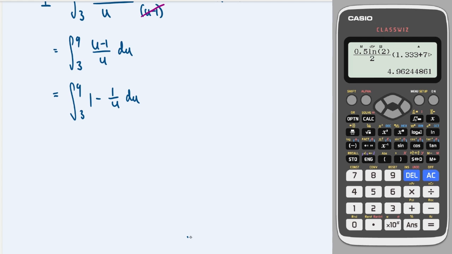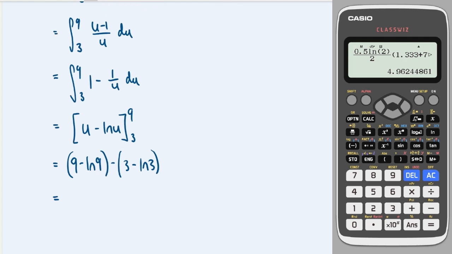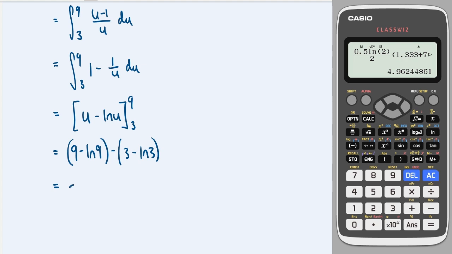And then integrating will give me u, and that will be minus ln u between 9 and 3. And then subbing in, I'm going to get 9 minus ln 9 minus 3 minus ln 3. 9 minus 3 is 6. And I'm going to have a minus ln 9, and I'm going to have a positive ln 3.